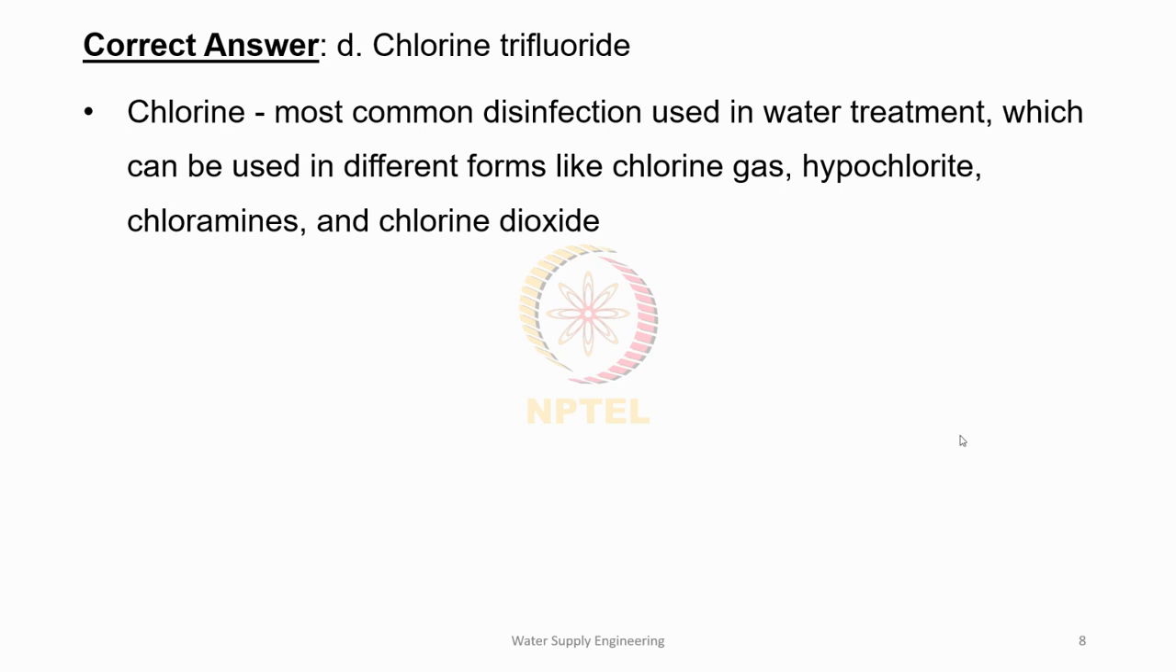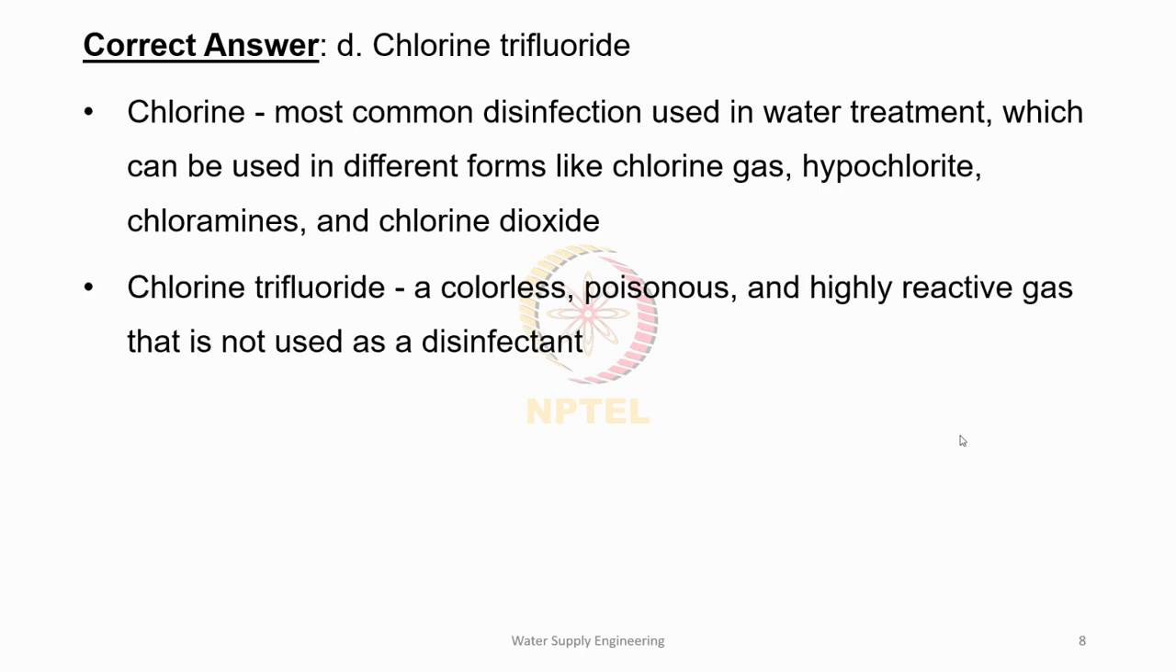So, as I told you, chlorine is the most common disinfection method that we use in water treatment, and it can be used in different forms. For example, it can be injected as chlorine dioxide, chlorine gas, hypochlorite, chloramine, etc. But this last option, the fourth option, chlorine trifluoride, is actually a colorless, poisonous, and highly reactive gas. It is not used as a disinfectant. It is a poisonous gas. It is a colorless gas, but it's highly reactive and it is not used as a disinfectant.